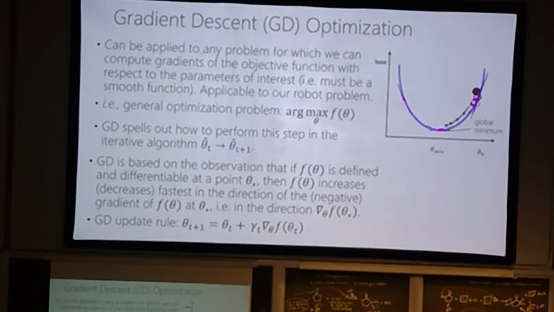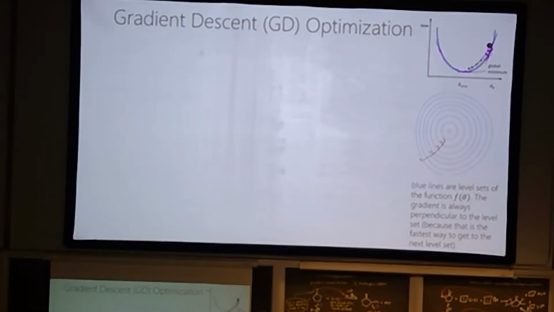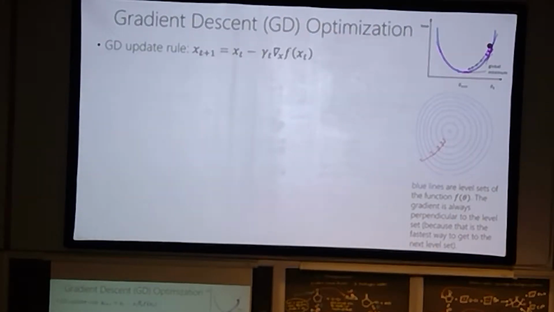How many of you have seen gradient descent before in another class? Okay. Right, so apparently I just switched notation, sorry about that.